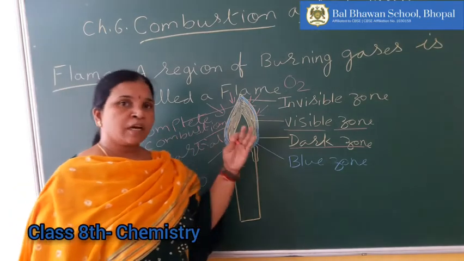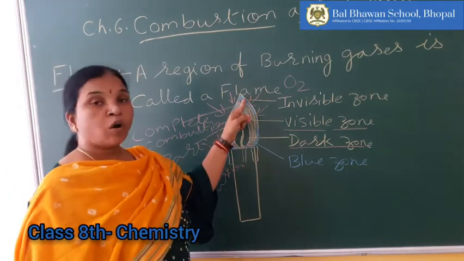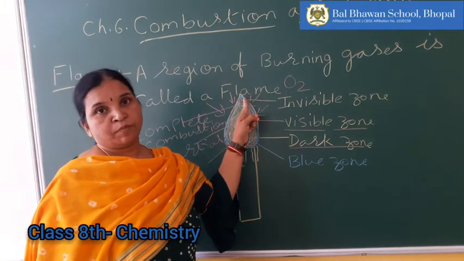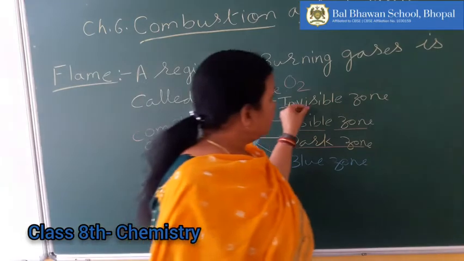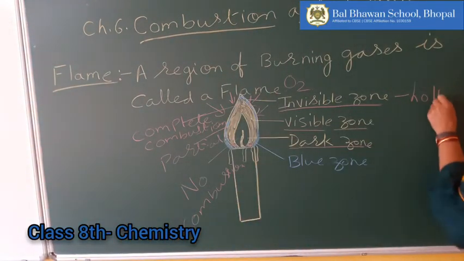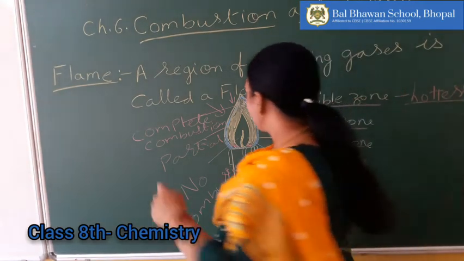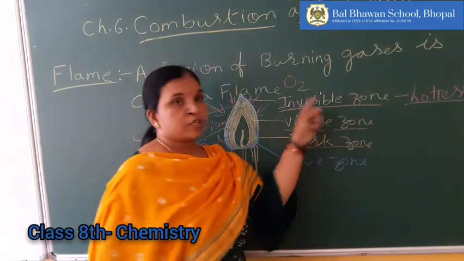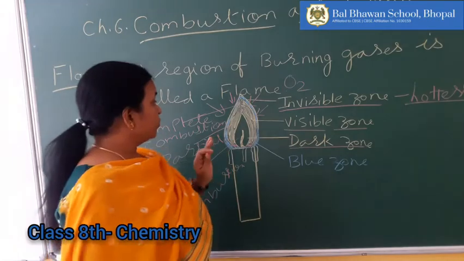When complete combustion takes place, naturally this will be the hottest zone of the flame. So we can conclude that the invisible zone is the hottest zone of the candle. Okay, so what is the use of this hottest zone of the candle, that we will be discussing afterwards.